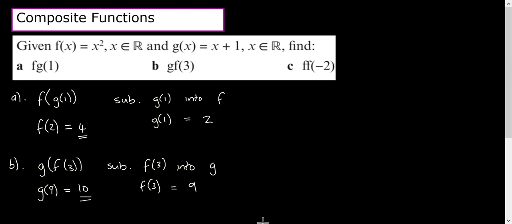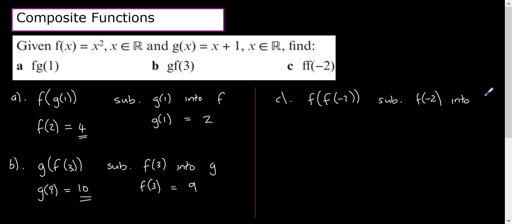Then we've got f f of minus 2. So we're going to work out what f of minus 2 is, and then we're going to substitute the answer back into f again. Okay? So f of minus 2 is minus 2 squared, using the f function, which is 4. And then f of 4, again substituting into the f function, is 16.